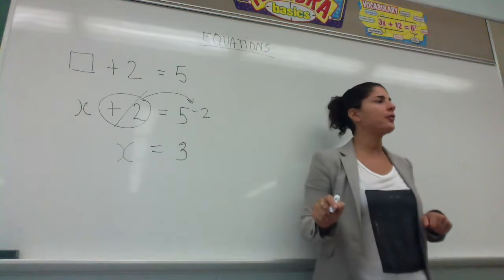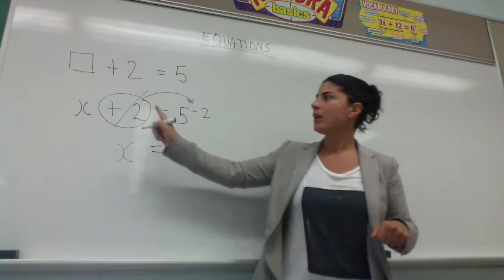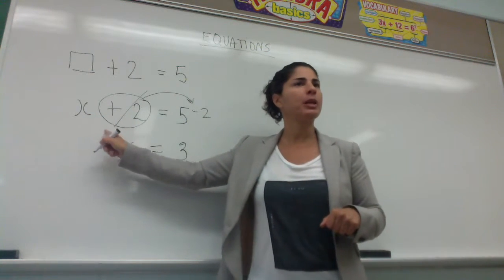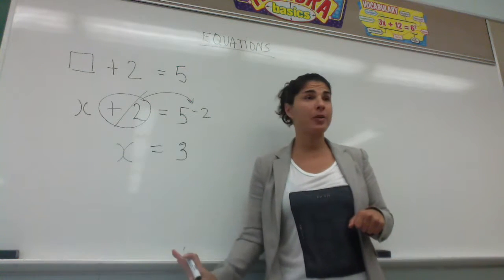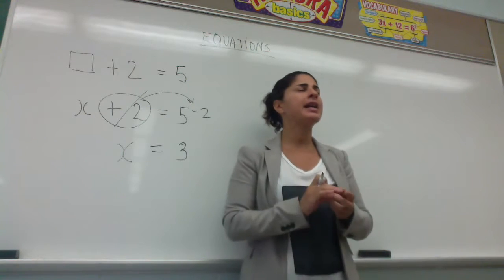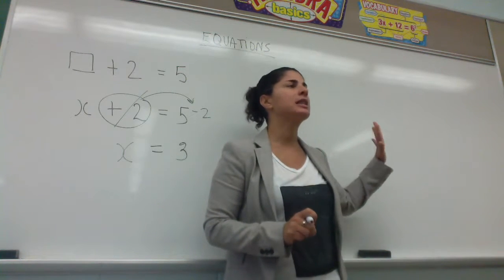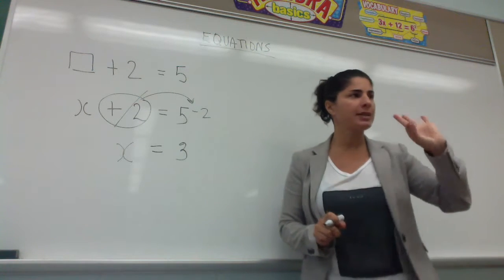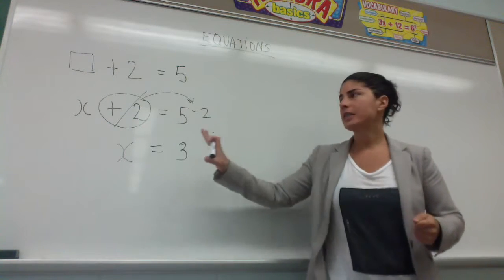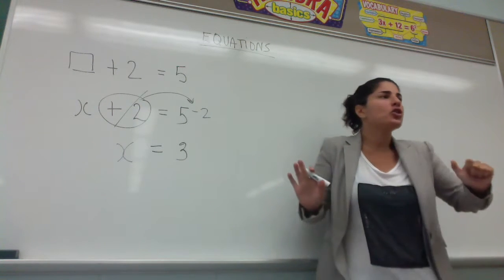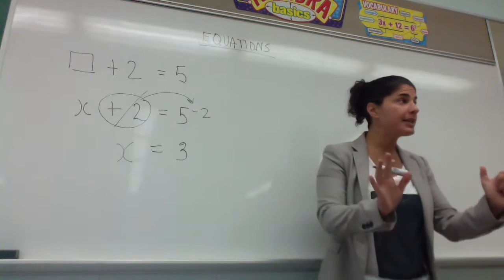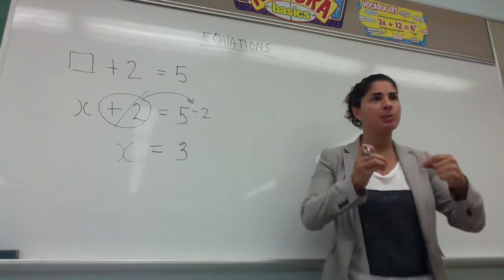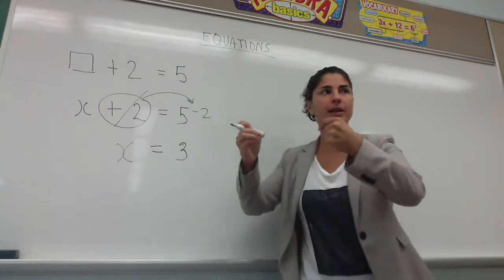How can I check if I'm right? Well, I take the 3, I replace it here and go 3 plus 2 equals 5. I'm right. Looks very easy and can get extremely difficult. So just one step at a time. This is easy. If you're like, hey, miss, this is so easy. Great. Amazing that you find it easy. Just keep it in your brain that it will get harder.